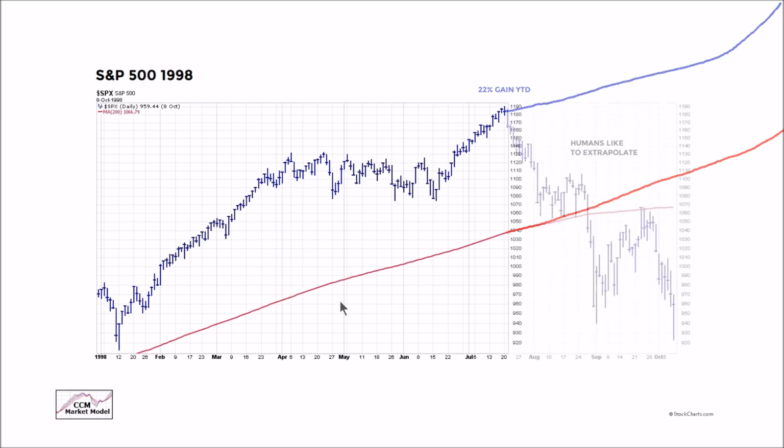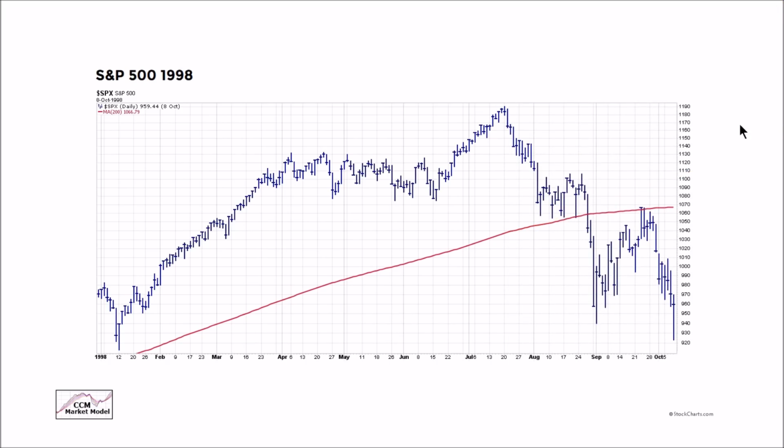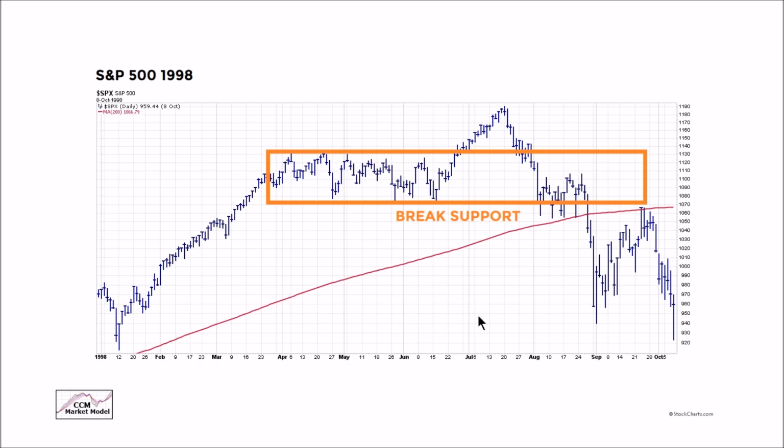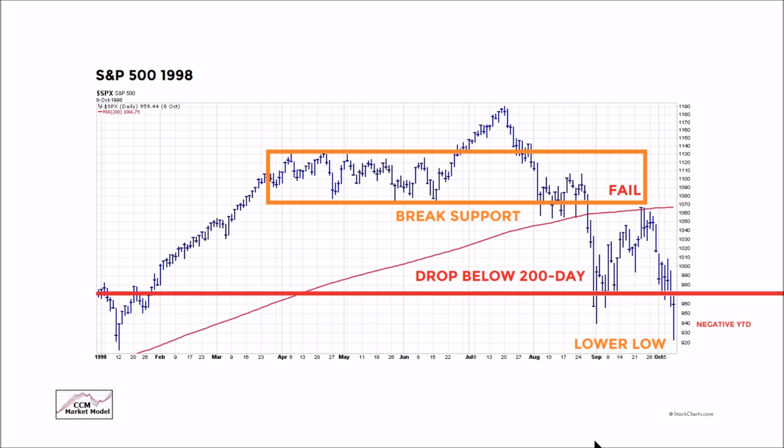What happened next? The tendency to extrapolate was not particularly helpful, and a lot of bad things happened next. Number one, there is a lot of support in here. We broke that on both ends. Price dropped below an upward sloping 200-day moving average, and price failed to recapture the box or the 200-day moving average. And then price, on an intraday basis, went on to make a lower low. And to top all of that off, after having a 22% gain year to date here, price went negative for the calendar year. A lot of bad things happening on this chart.